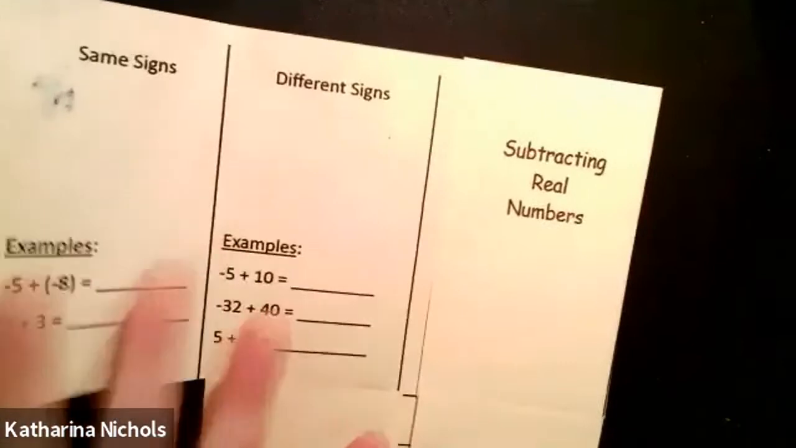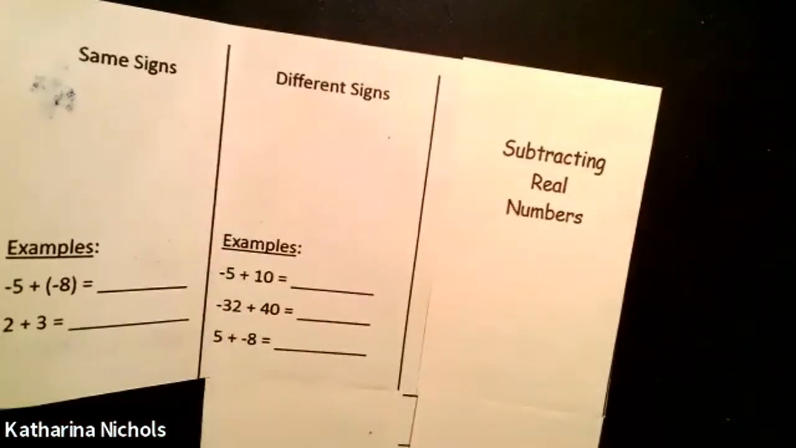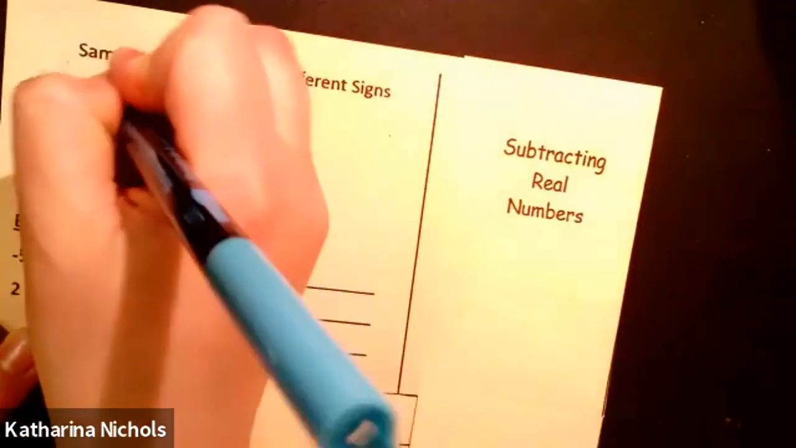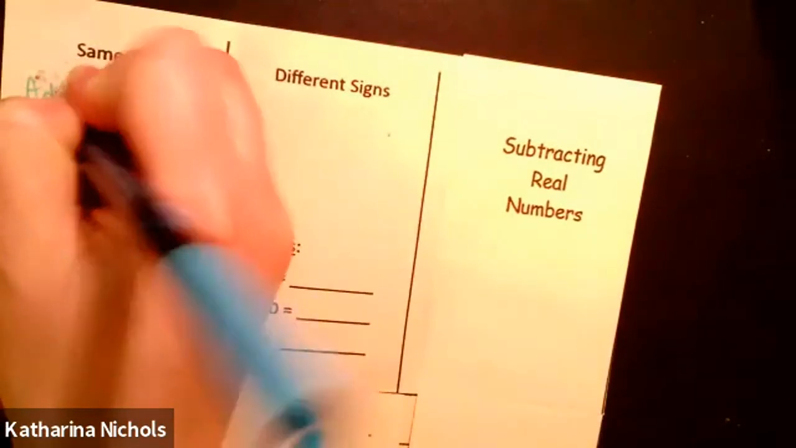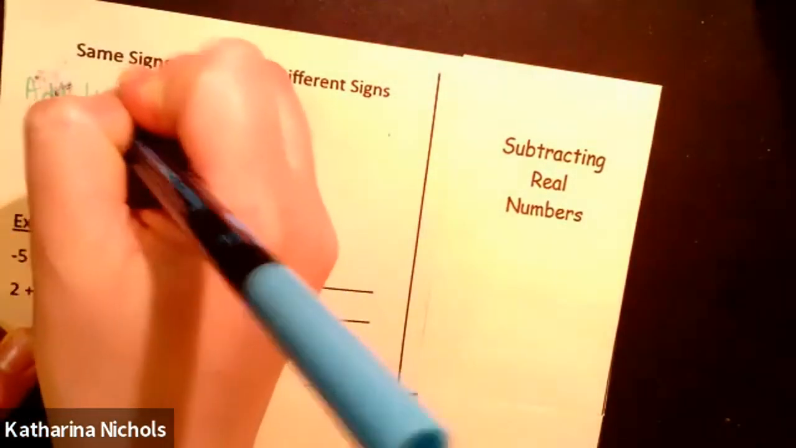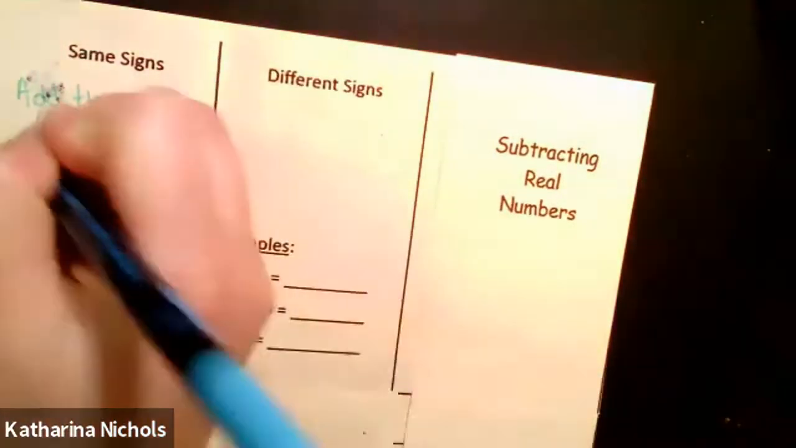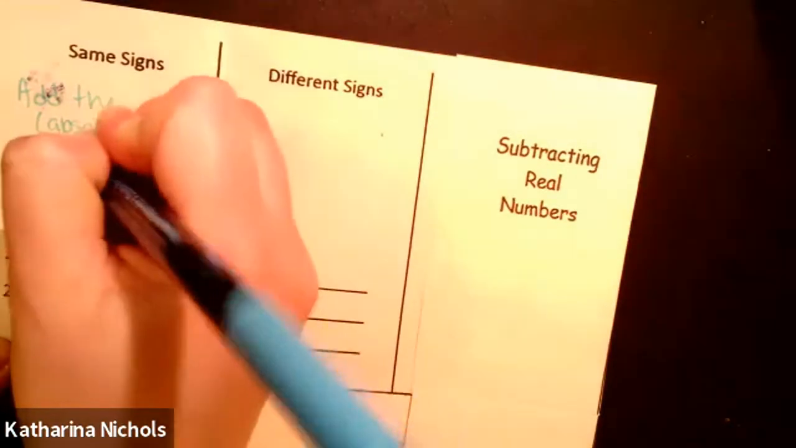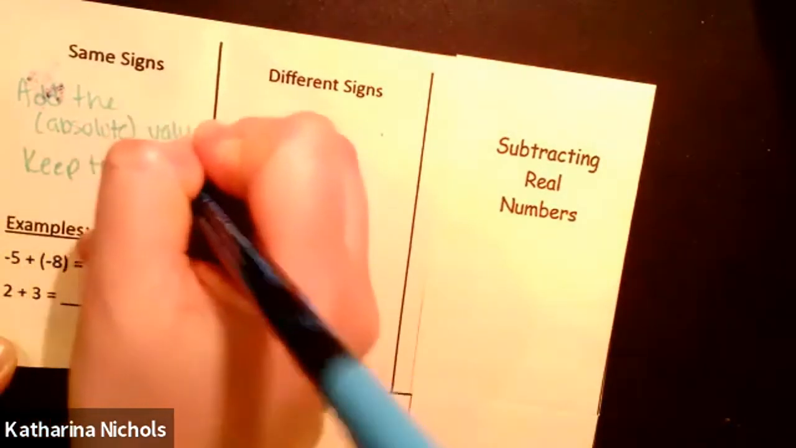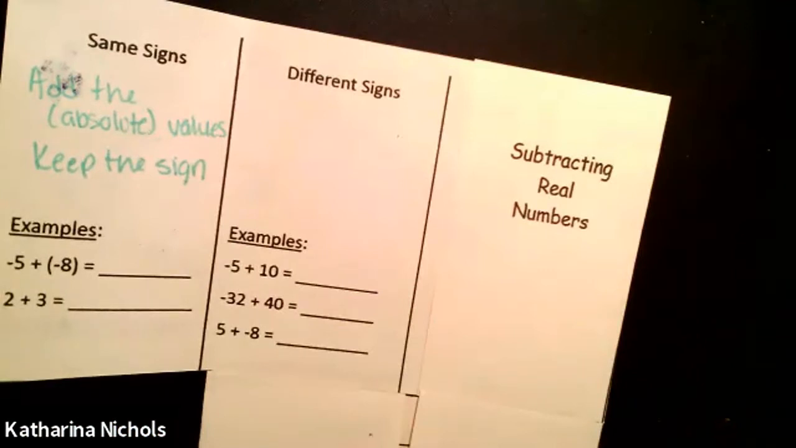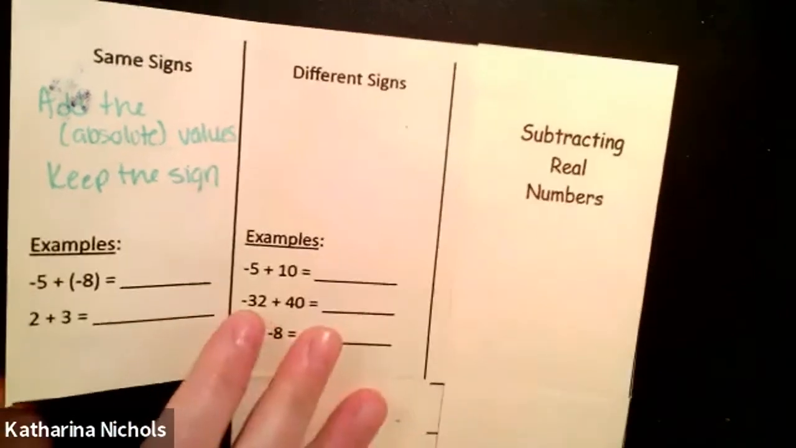Okay, if I am adding two numbers and they have the same signs, I'm going to add the values, and I'm going to put absolute in parentheses. I'm adding the absolute values. And I'm going to keep the sign. At any point in this video, if you need to pause to catch up with the writing, please just do that on your own. All right.